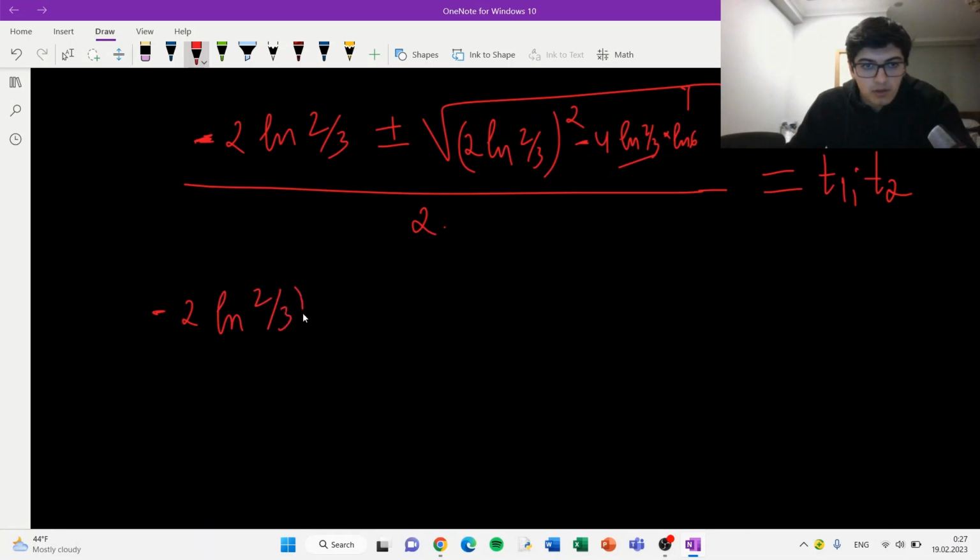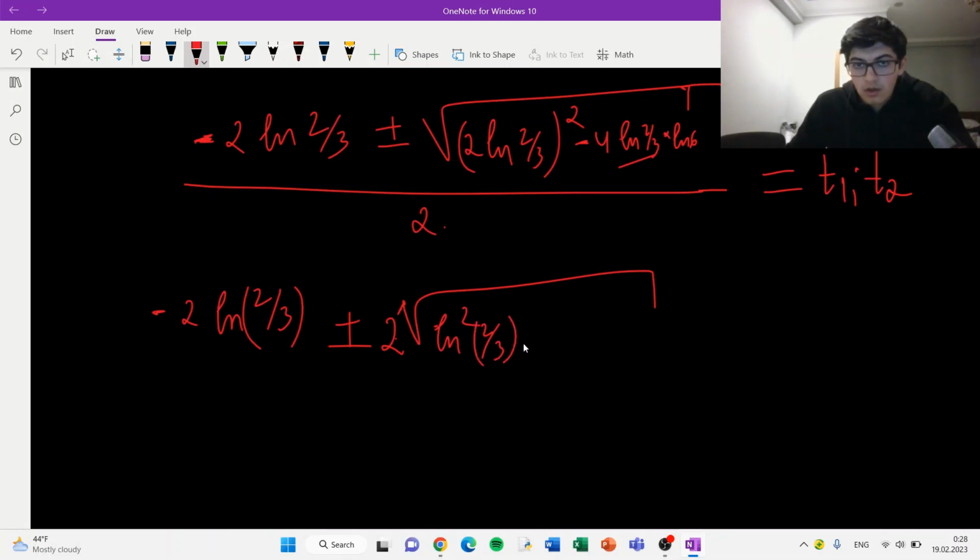ln 2 divided by 3 plus minus square root, and I will put 2 out of the square root, because when we find the square root of 4 it's going to be 2. When we put it out it's going to be equal to 2. And it's going to be equal to ln squared 2 divided by 3 minus ln, because 4 is now out of the brackets, ln 2 divided by 3 multiplied by ln 6.